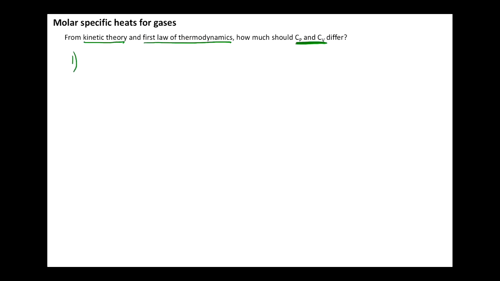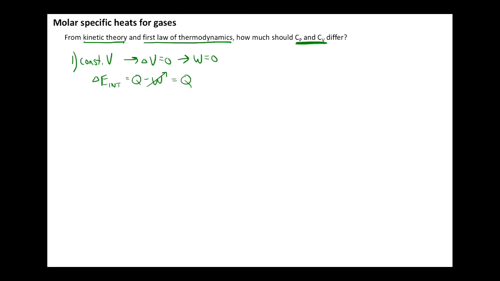We're going to start with constant volume. In other words, the change in volume is equal to 0, which we know when there is no change in volume, work is also equal to 0. So we can use the first law of thermodynamics and say that the change in internal energy, which is equal to Q minus W, well, the W is 0, so this is just equal to Q.